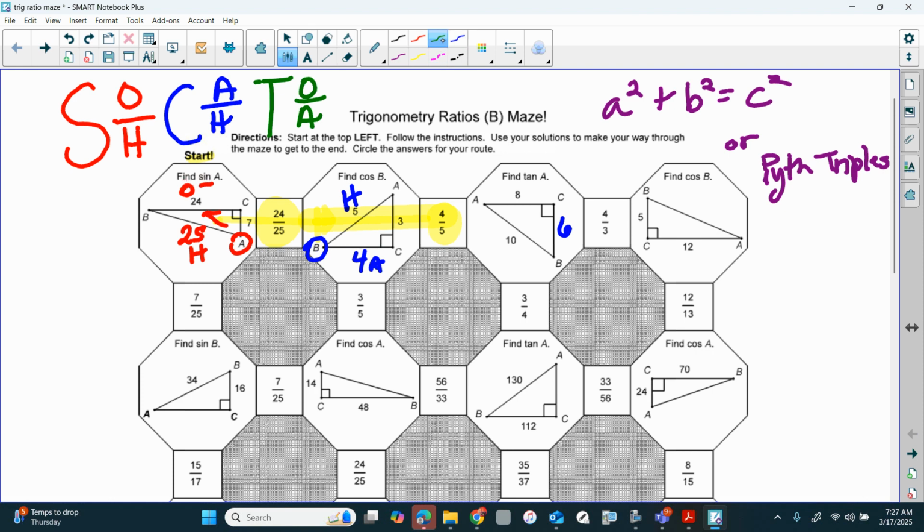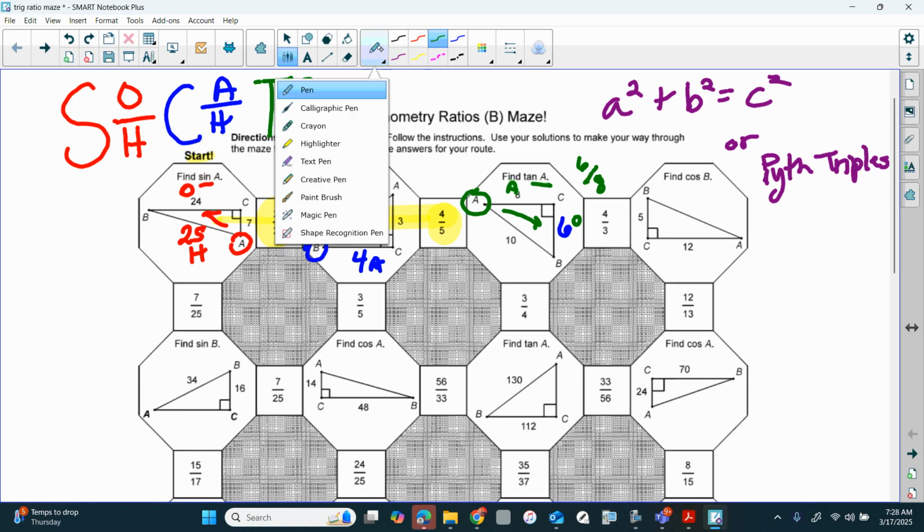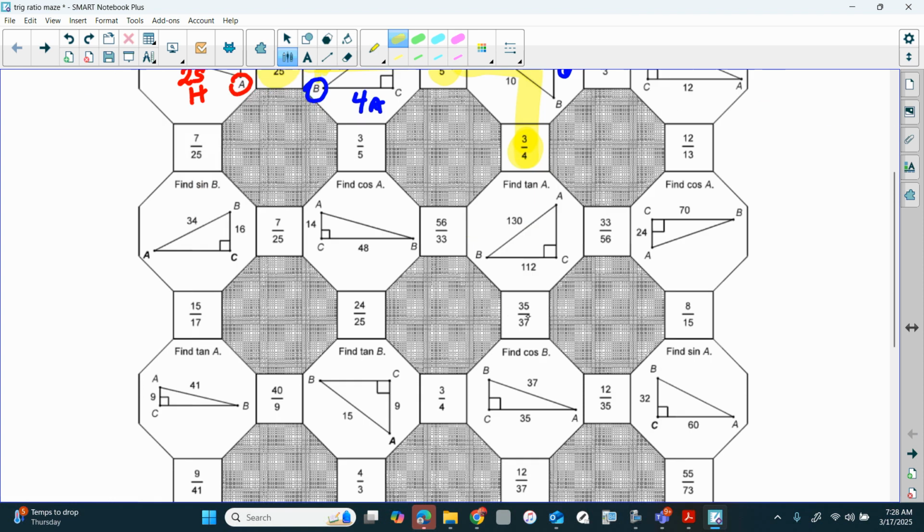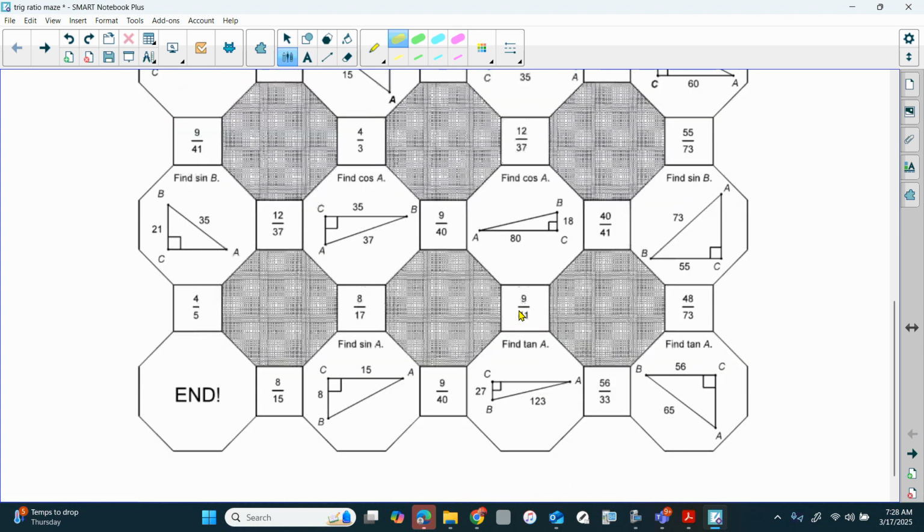And now I can do my tangent of A. So A is the reference angle right here, and it's opposite over adjacent. So like I said, reducing, because this would end up being 6 over 8, which can reduce to 3/4 right here. So now we are coming to this. I'll go through and come down. So you're trying to get to the end of the maze and just using your ratios.